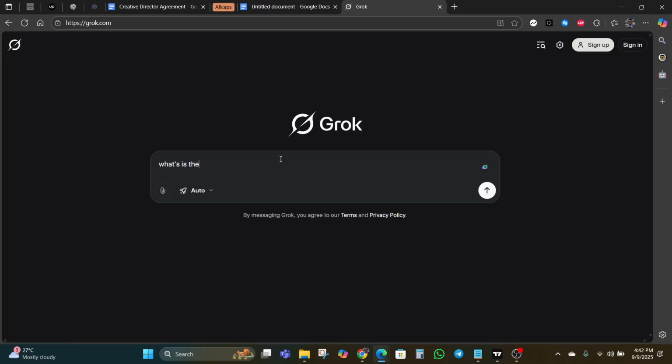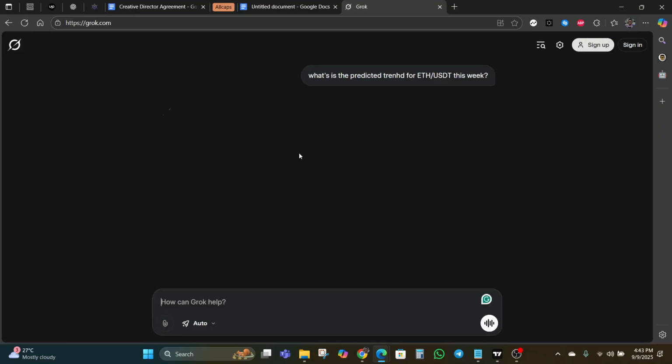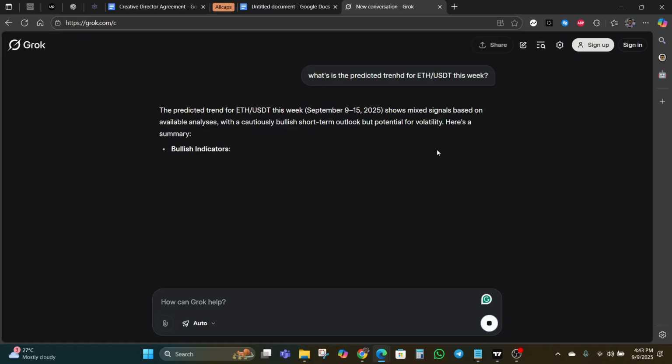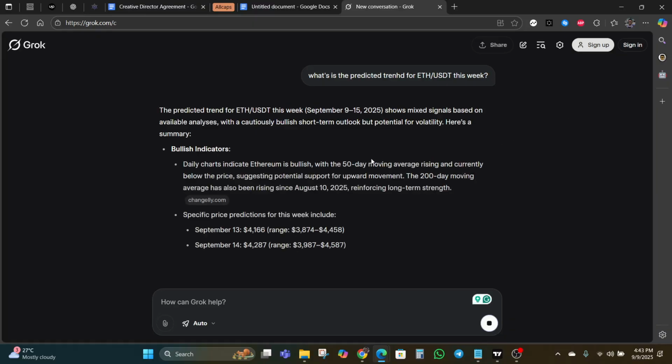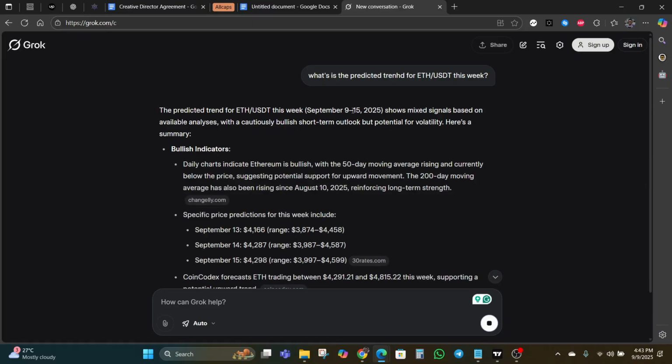What is the predicted trend for ETHUSDT this week? As at the time of typing this prompt, September 9, it's calculating between September 9 to September 15.